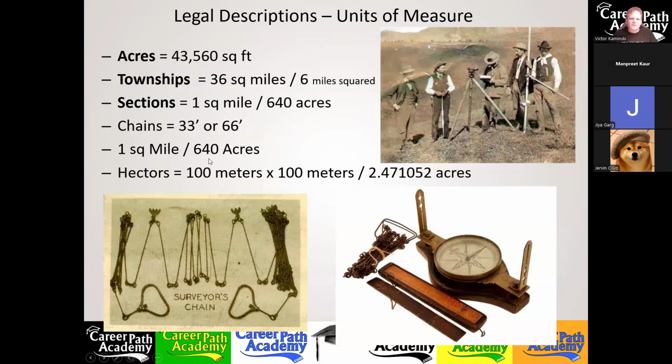Okay, here are some more measurements that they use. Square miles, 640 acres. You have a hectare. We don't really use that as much here in the United States as they do in other countries, but a hectare is 100 meters by 100 meters. It's actually 2.47 acres.